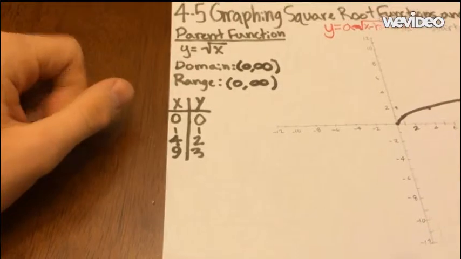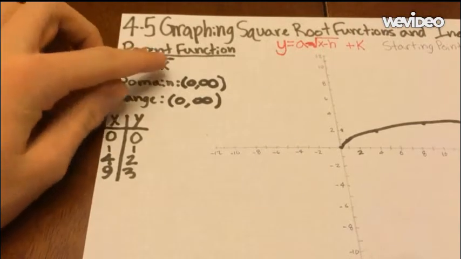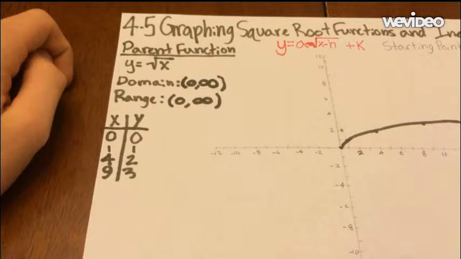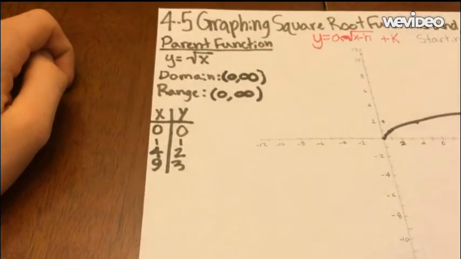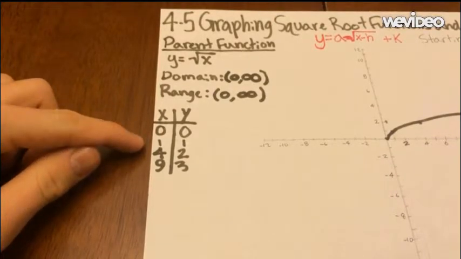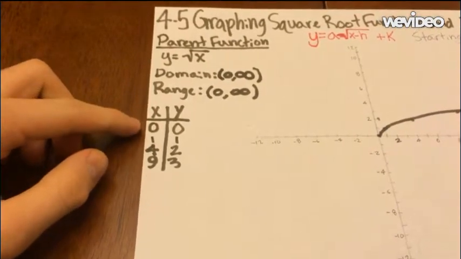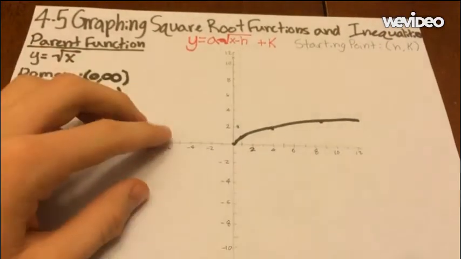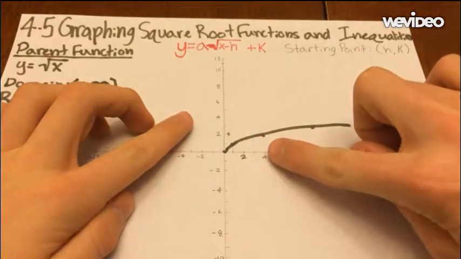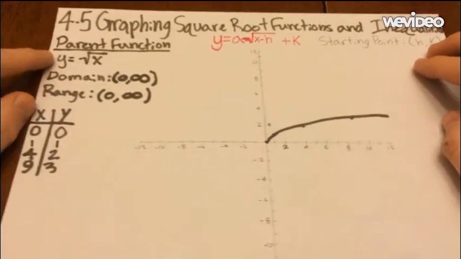Now we know that the graph can only plot real numbers, no imaginary numbers. So that means that the number inside the square root has to be greater than or equal to zero, because otherwise it would be imaginary. So in the table, the square root of zero is zero, the square root of one is one, the square root of four is two, and the square root of nine is three. So we're going to go ahead and plot those points real quick. So we've got (0, 0), (1, 1), (4, 2) right there, and (9, 3), and so on.